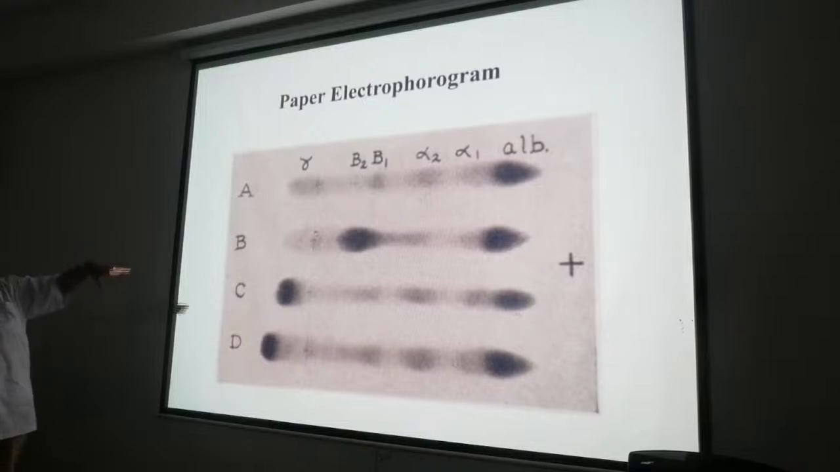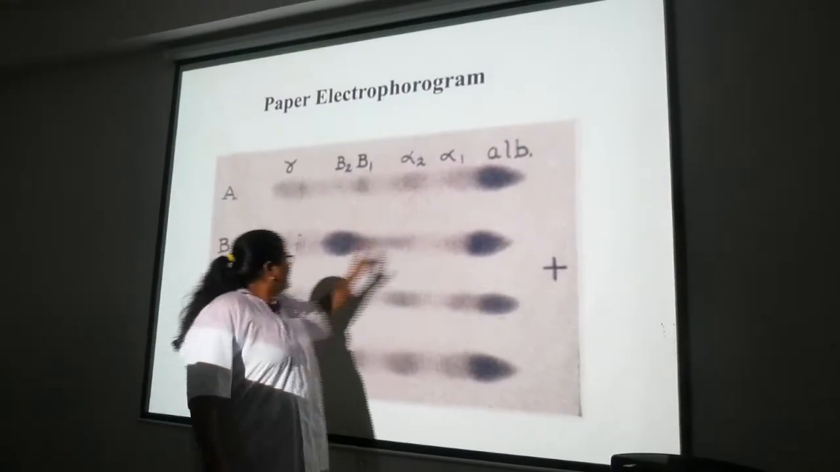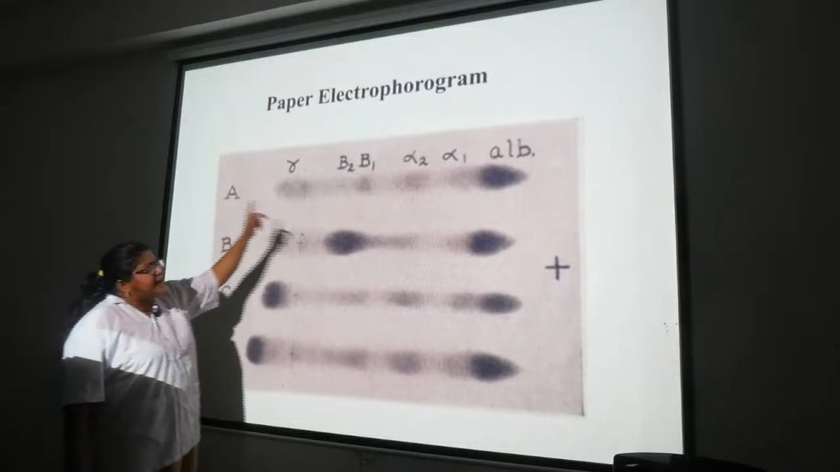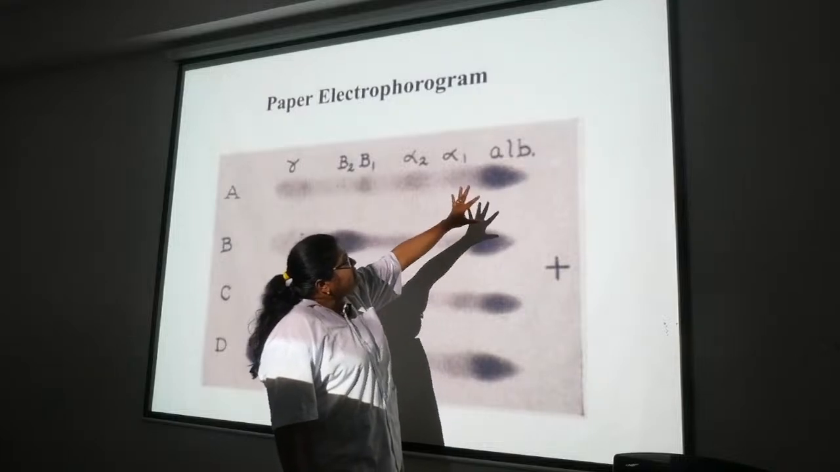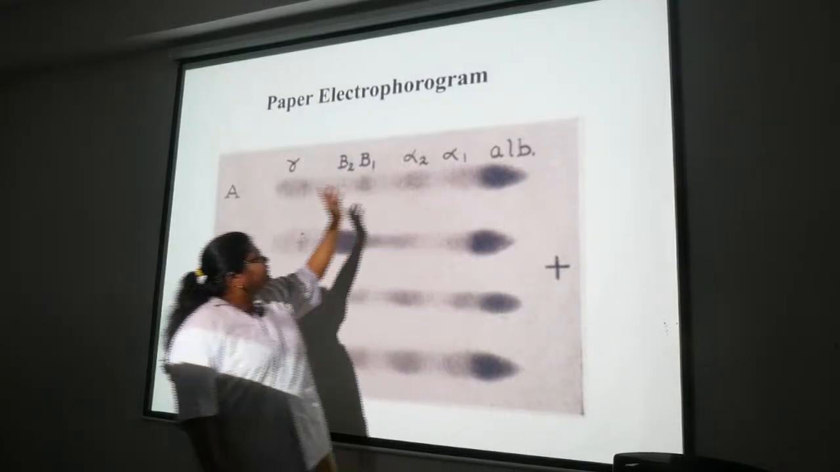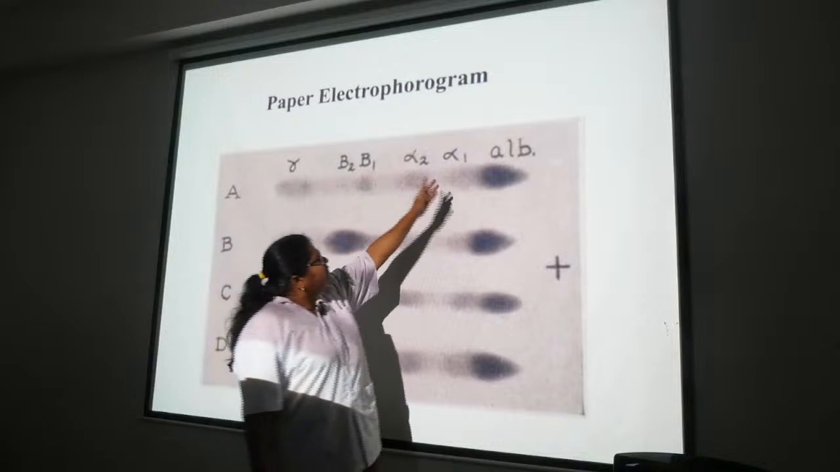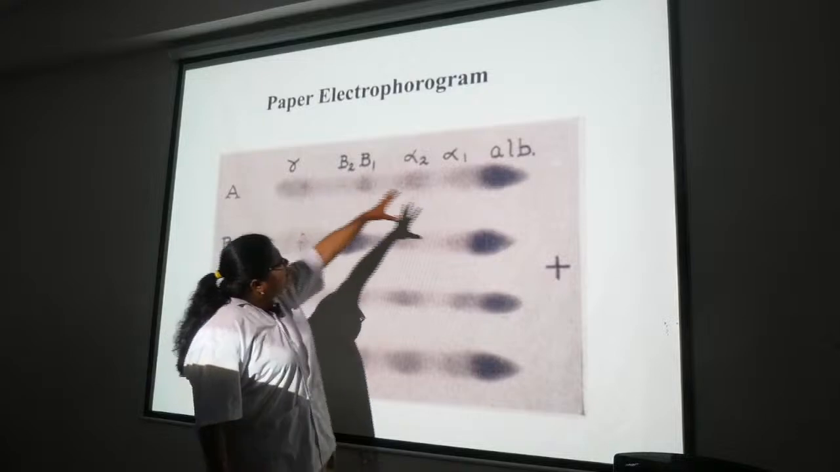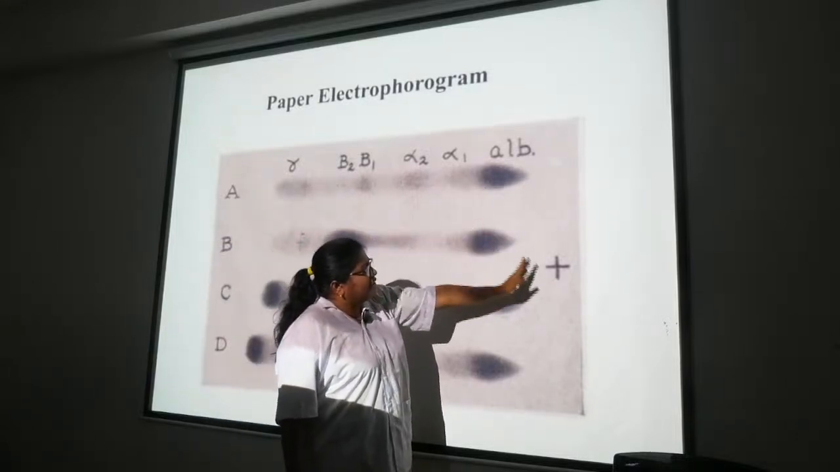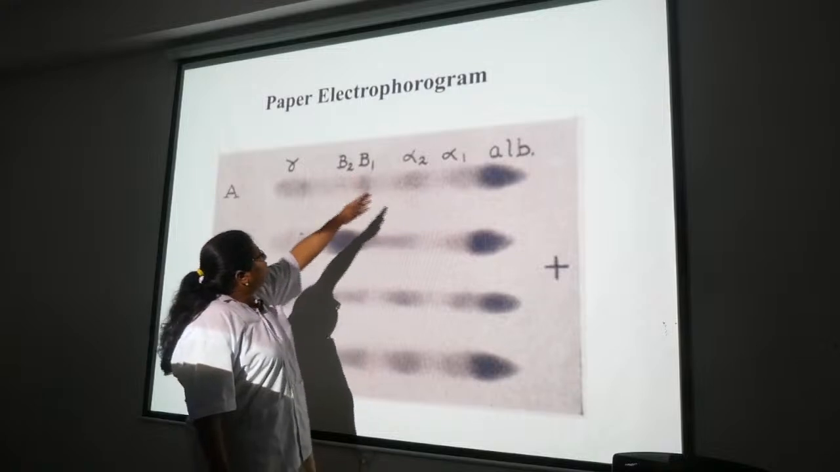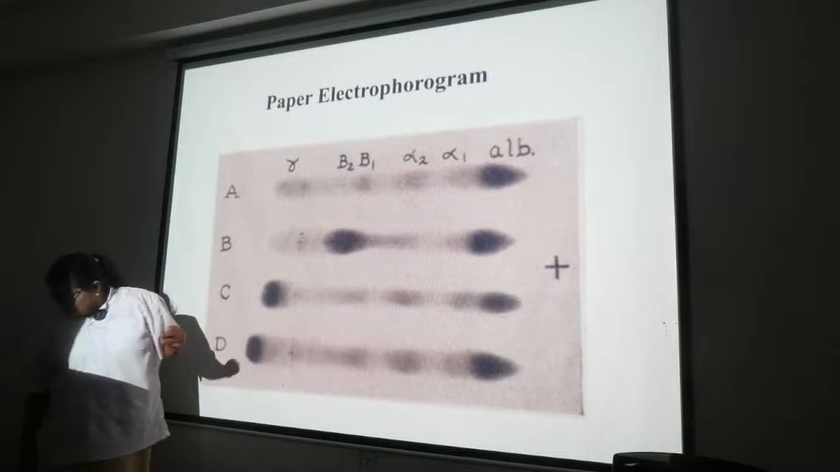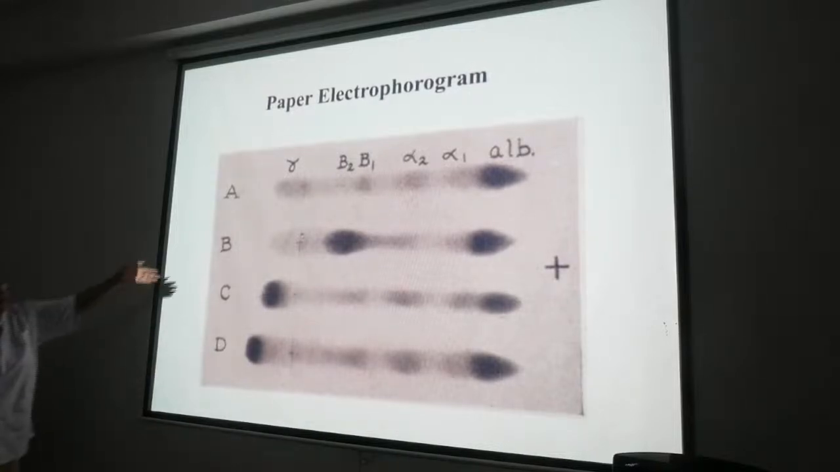This is the paper electropherogram, with the anode side and the cathode side. Here is the sample application origin side, and albumin carries the most negative charge, so it goes towards the anode. Here is alpha 1, in the serum electrophoresis of protein. Albumin moves most towards the anode, then alpha 1, alpha 2, beta 1, beta 2 and gamma. Gamma is close to the site of origin, and here is the negative side, the cathode.